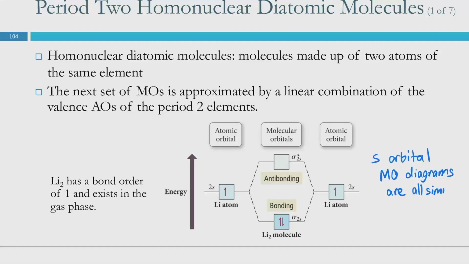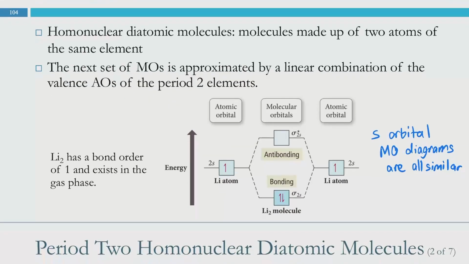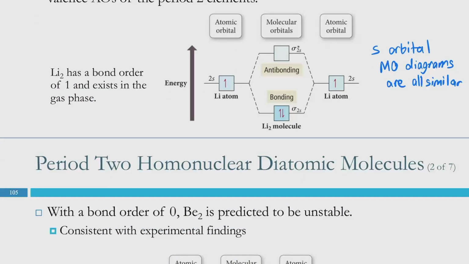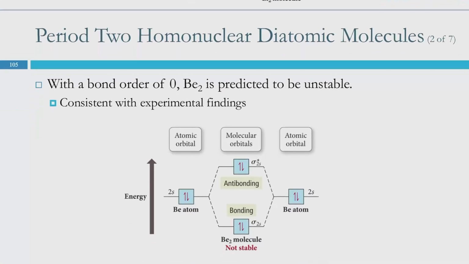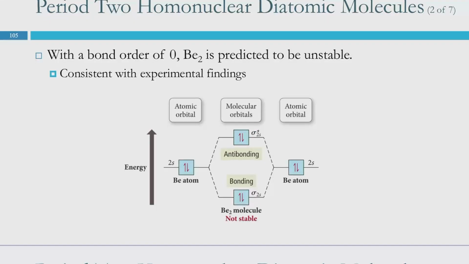They're all very similar. I'm not saying that they're exactly the same, because there are ways that they can be slightly different. But the ones that you'll see, the ones that you'll make, are all going to look the same. Because we've got a bond order of 1, diatomic lithium is predicted to be able to exist, and it apparently exists in the gas phase. Beryllium, on the other hand, is predicted to be unstable because we've got 2 electrons in the bonding, 2 electrons in the antibonding. That gives us a bond order of 0. And 0 or negative means should not exist.